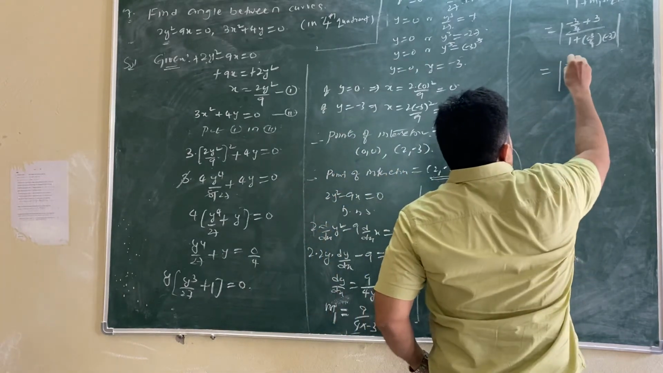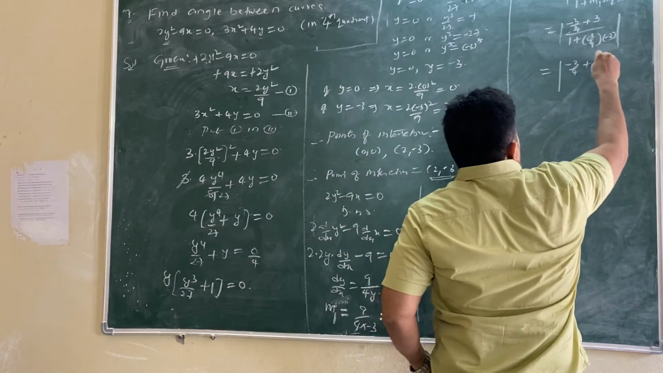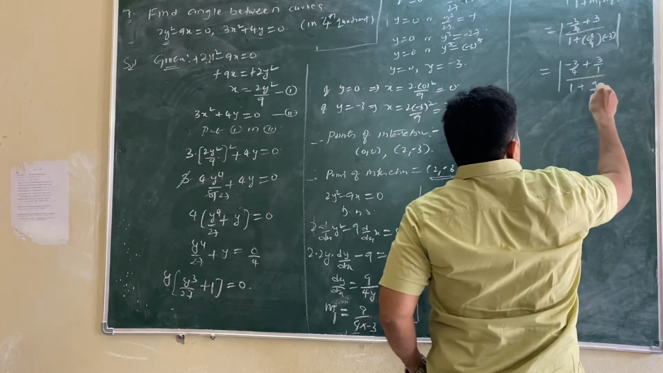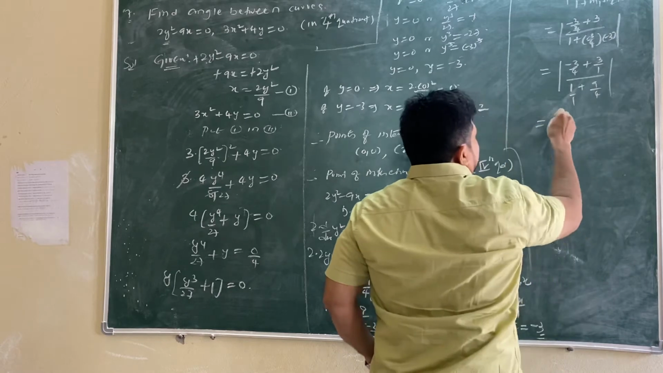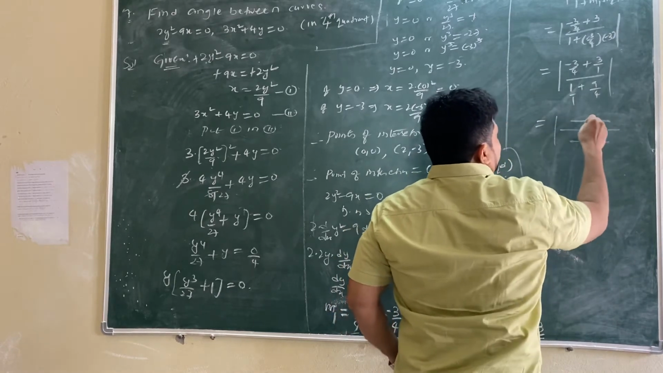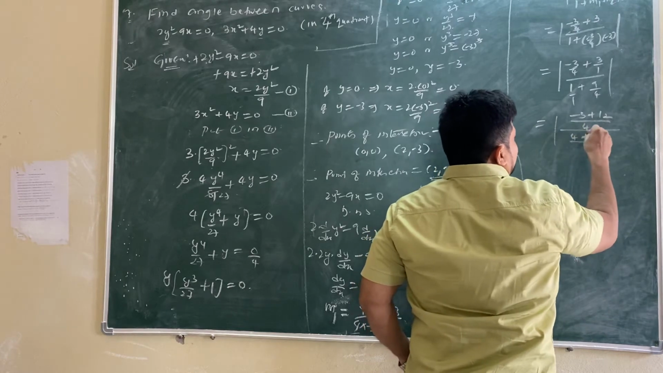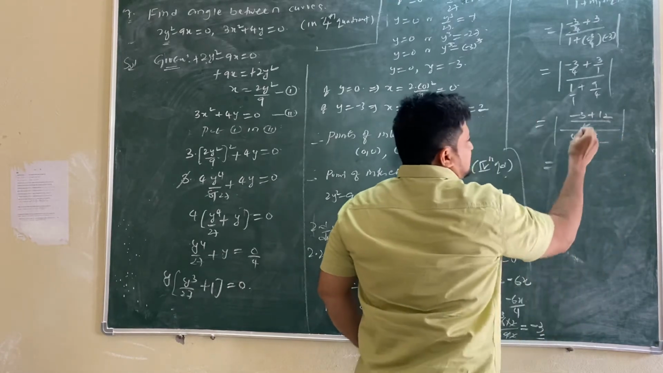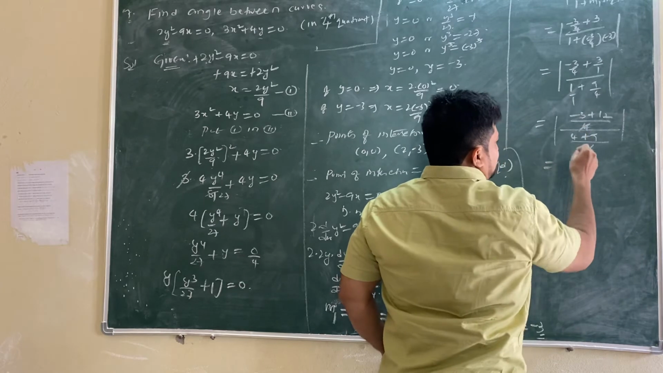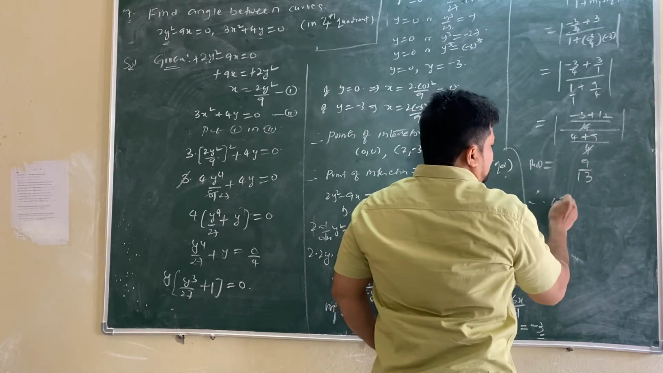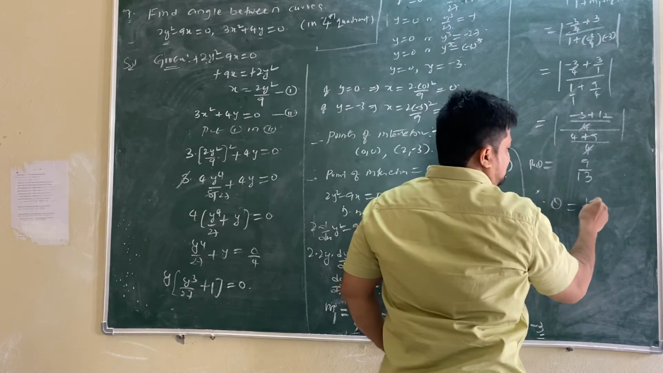First multiplying the denominator values, minus into minus plus 9 by 4 by 1. LCM in the numerator, 4 ones are 4, minus 3 plus 12, 4 ones are 4, 4 plus 9. This is 9 by 30. Tan theta. Theta equals to, tan goes that side, becomes tan inverse.